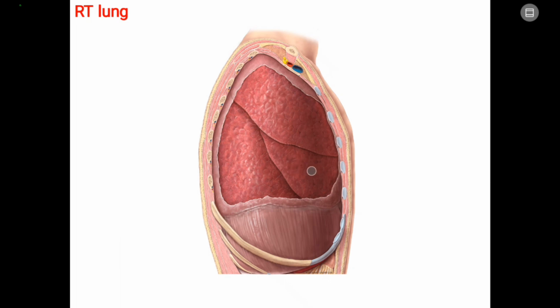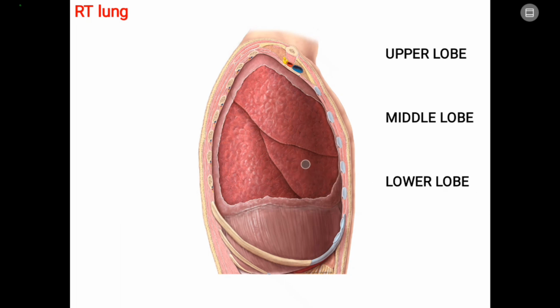So the right lung is divided into three lobes by fissures, this oblique or major fissure and this minor fissure. The upper lobe is most anterior, the lower lobe is most posterior, and the middle lobe is also anterior. So this is the upper lobe, the middle lobe and the lower lobe.